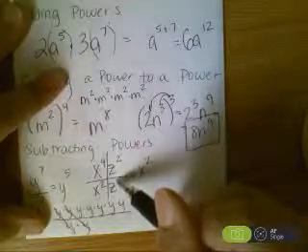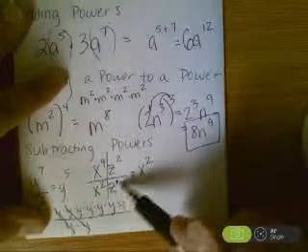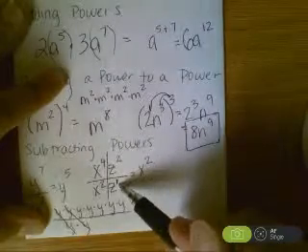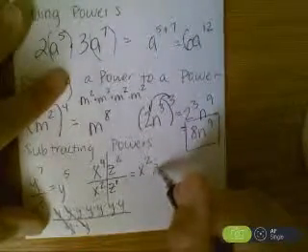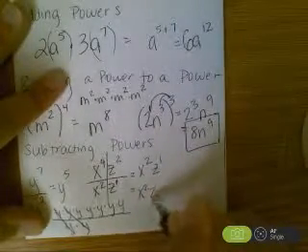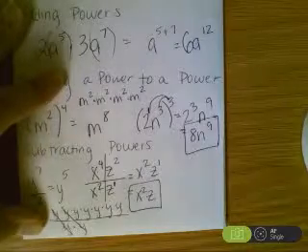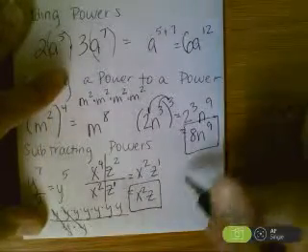Remember that there's an imaginary 1 on top of this z right here, so this is really z to the first power. 2 minus 1 is just 1, so this becomes z to the first, which you could rewrite as just x squared z. The last example is going to have a coefficient in it.